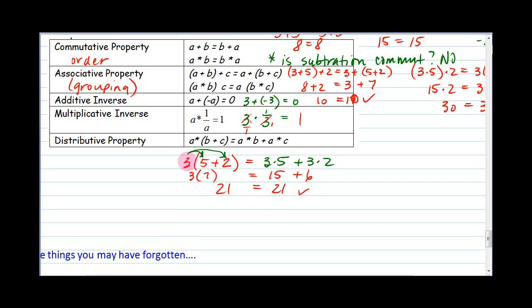And we use the idea that I can multiply and distribute this 3 to each of those terms so I can get rid of these parentheses signs. That's the goal of the distributive property.